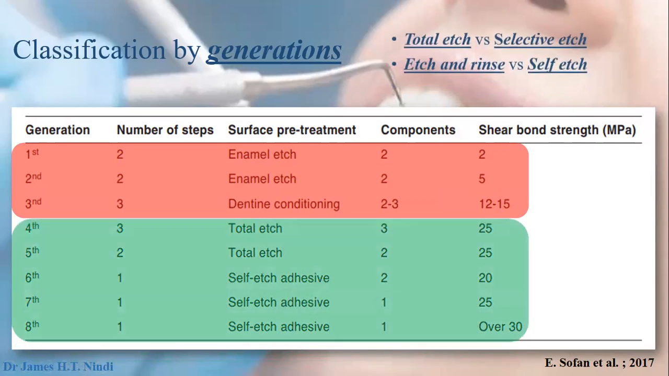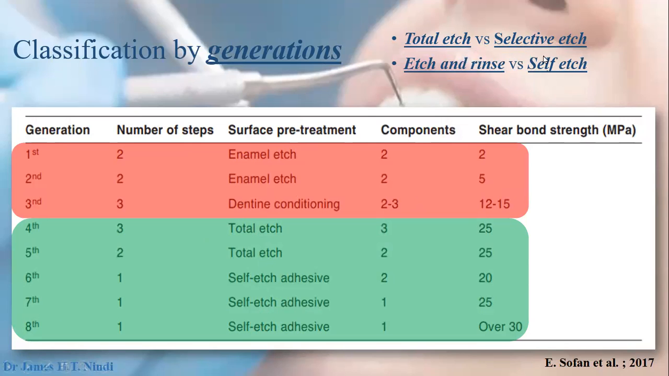And then we have the fourth to the eighth generation. So as you can see, the etching modality is included as well as the number of steps. But on the etching modality, I'll just need to expand a bit more on the various kinds of etching modalities that I'll need to define. So we have total etch and selective etch. The difference is in the two structures that we'll be etching. In total etch, we'll be etching both enamel and dentine, and in selective etch, we'll be etching only enamel.